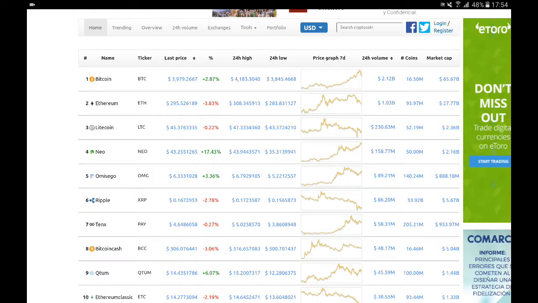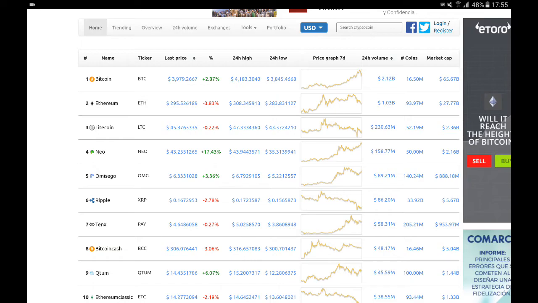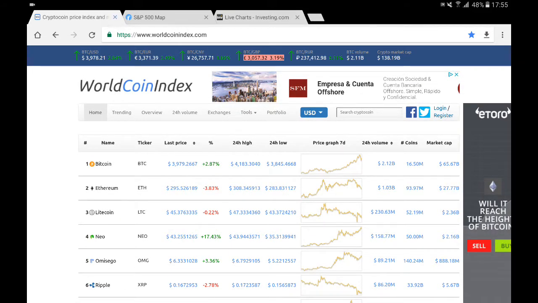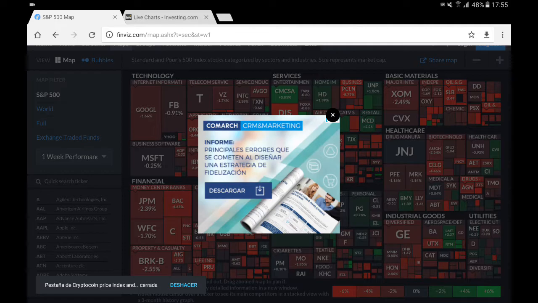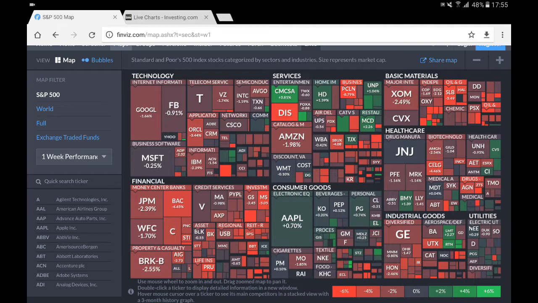And as far as market cap, you see Bitcoin's market cap rose to 65.6 billion. So that's huge. And we have now 16.5 million coins. Okay, so that's it. Now let's have a look at the sectors map.